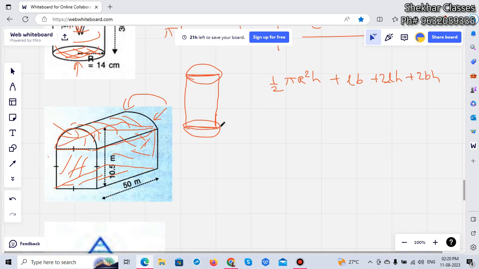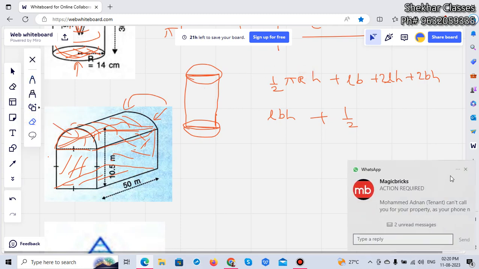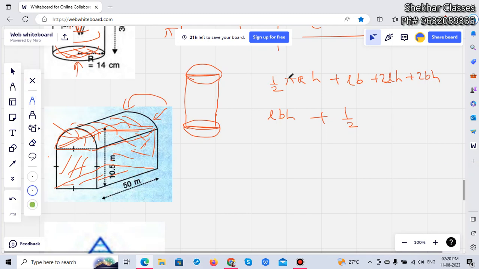If you have to find the volume, in that case you have to find the volume of this box. So what is the formula? That is LBH, volume of the box, plus half the volume of the cylinder, right? And what is that? Half. Okay, I think I made a mistake here. I wrote half of 2 pi RH, and this is the volume I wrote here.